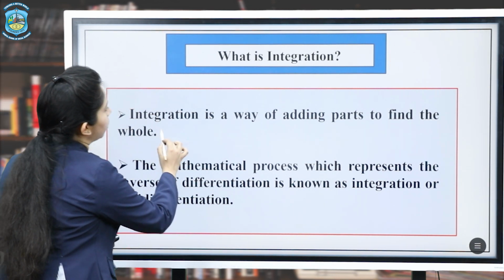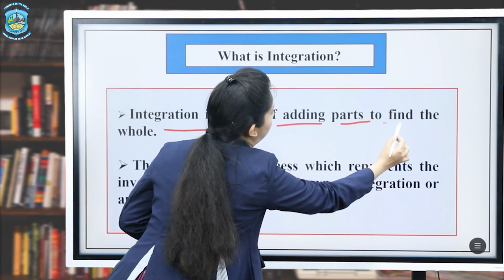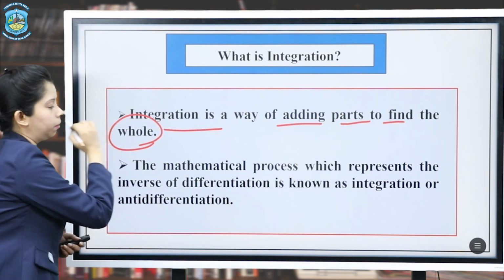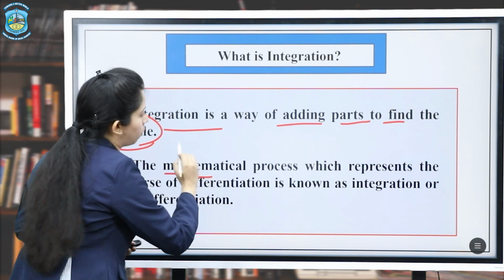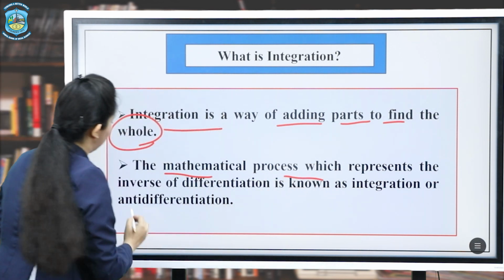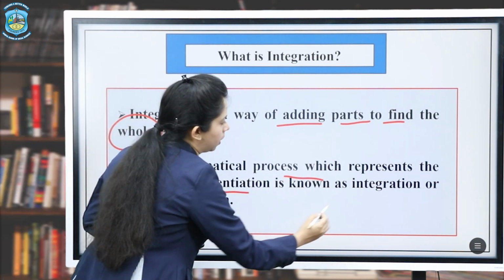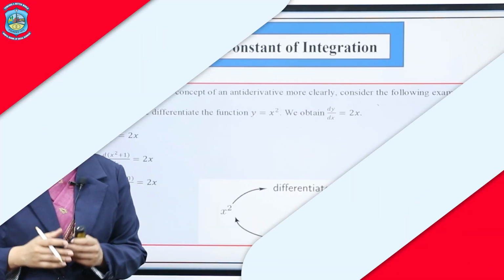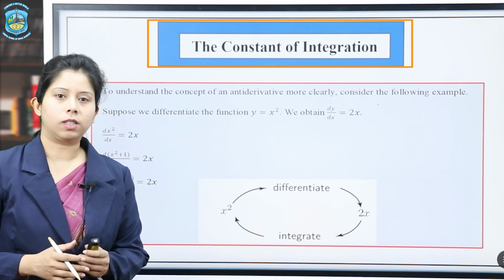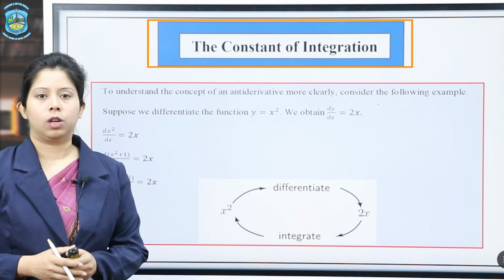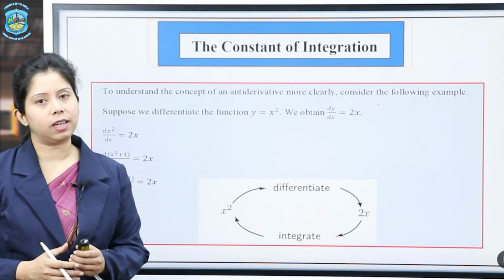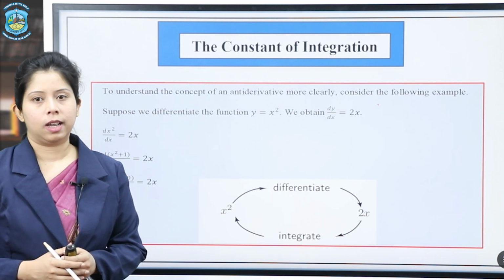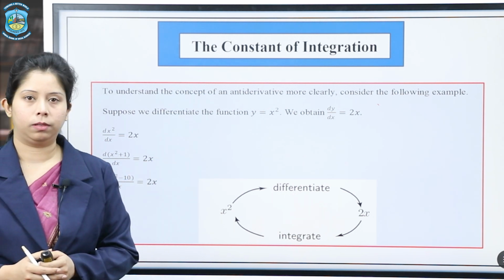So, integration is a way of adding parts to find the whole. The mathematical process which represents the inverse of differentiation is known as integration or anti-differentiation. So, the next concept is the constant of integration. To understand the concept of antiderivative more clearly, consider the following example.